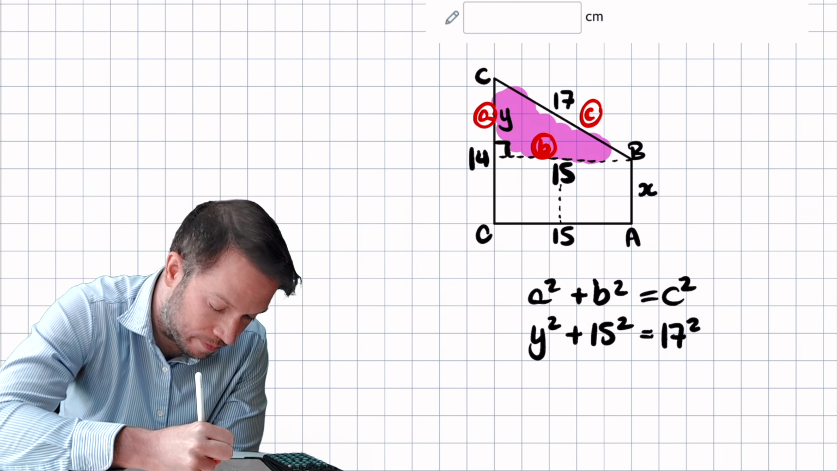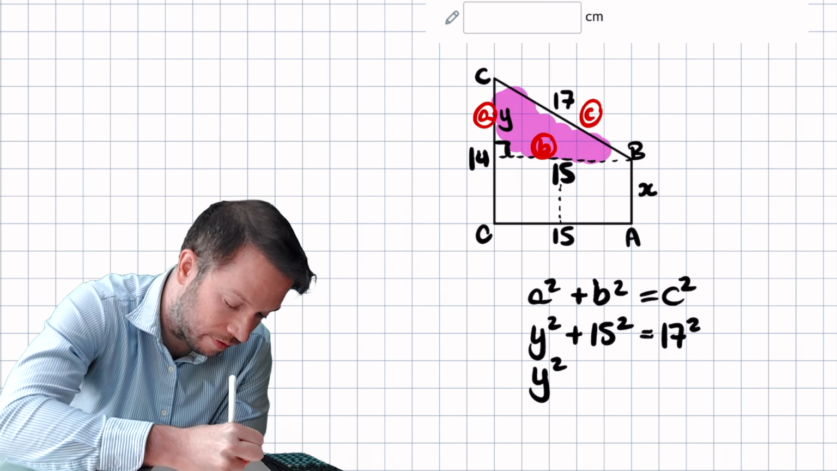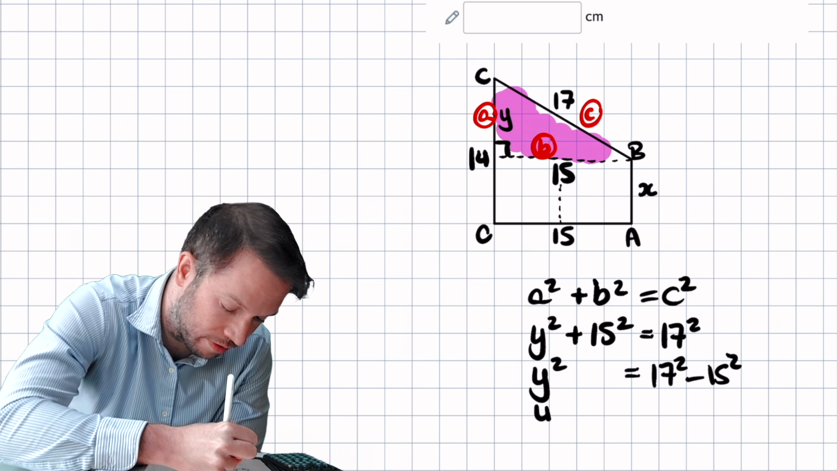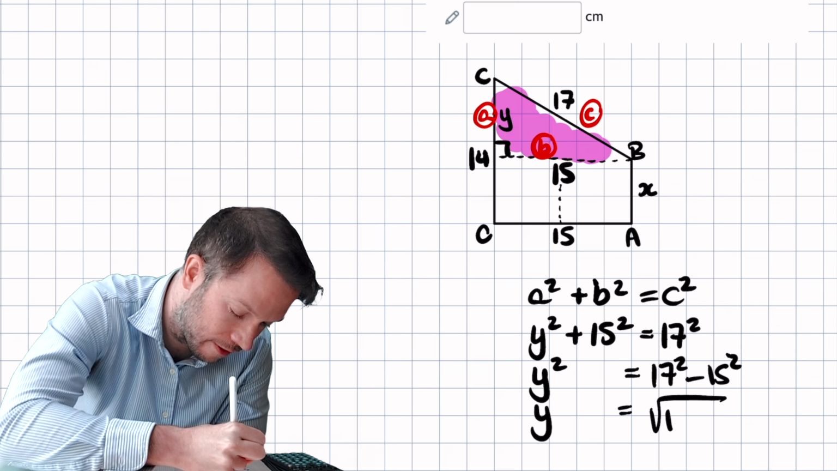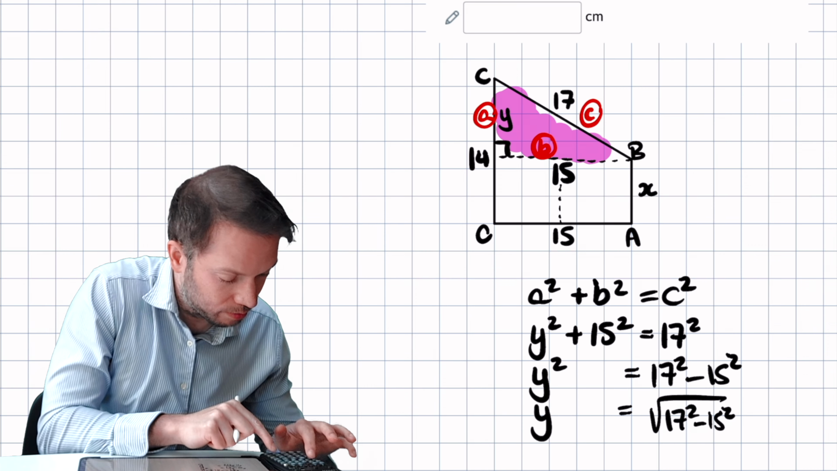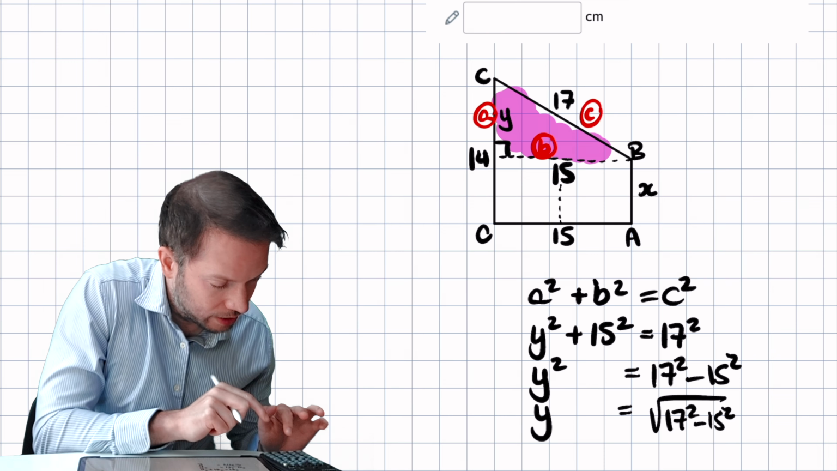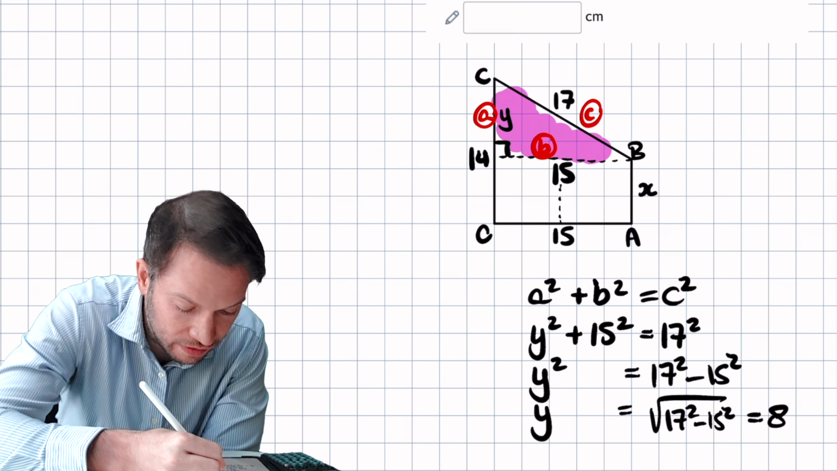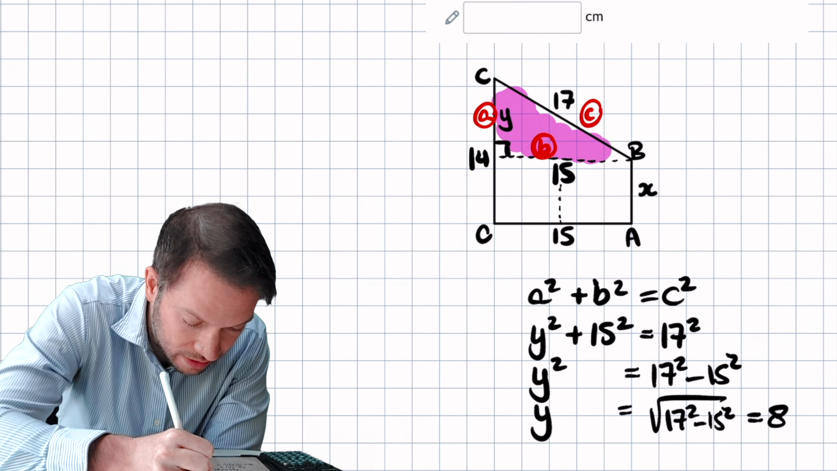And then if we just subtract the 15 squared and then square root to get rid of the squared, you get this. So if I do that on my calculator, square root of 17 squared minus 15 squared is equal to 8. So it's a nice number. So we know, therefore, that this length here is 8.